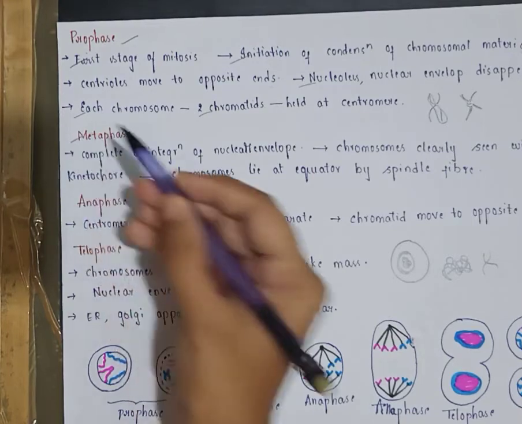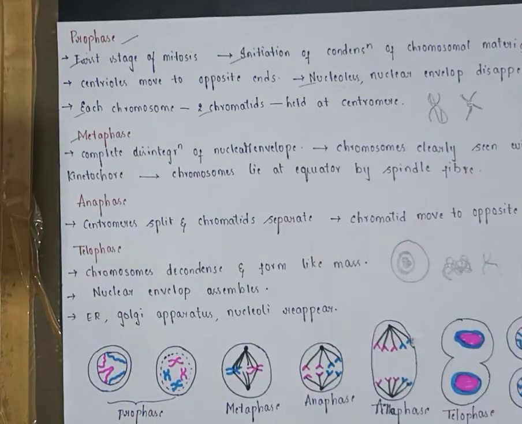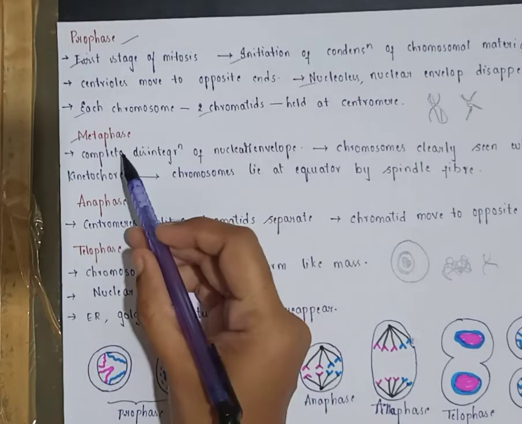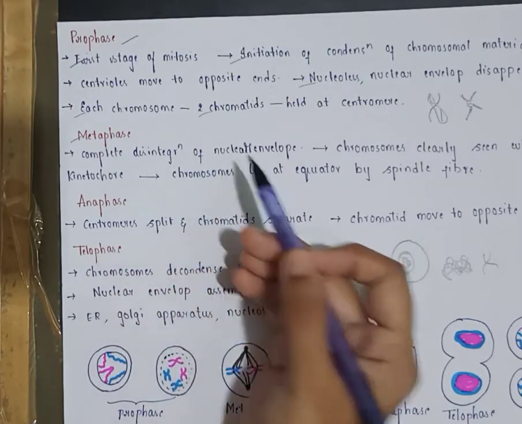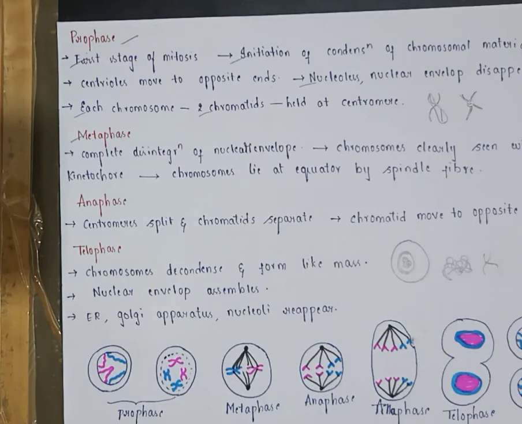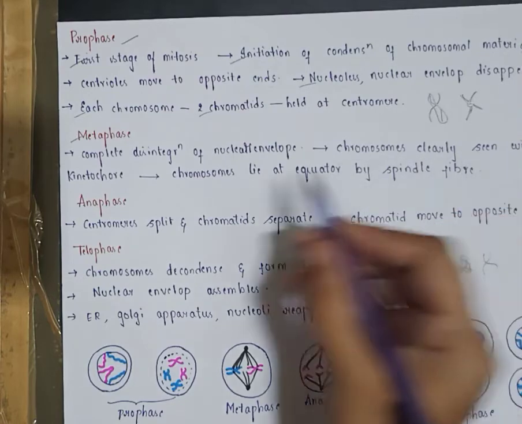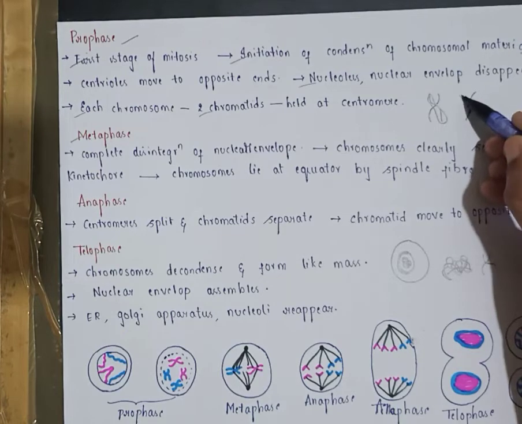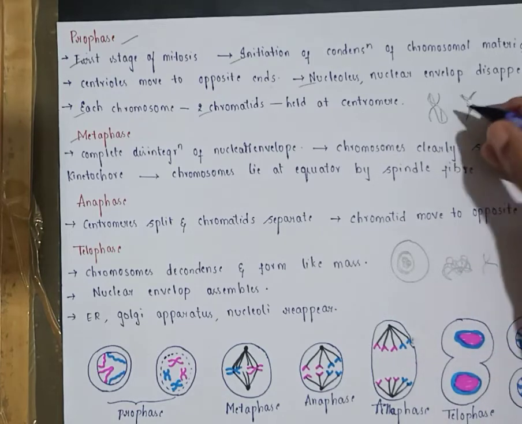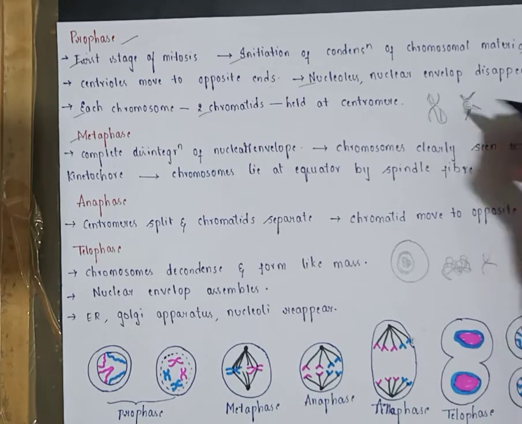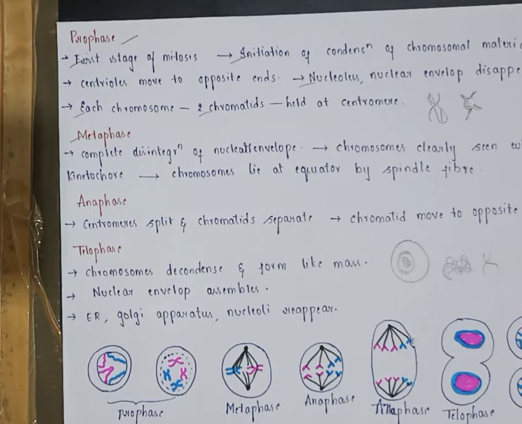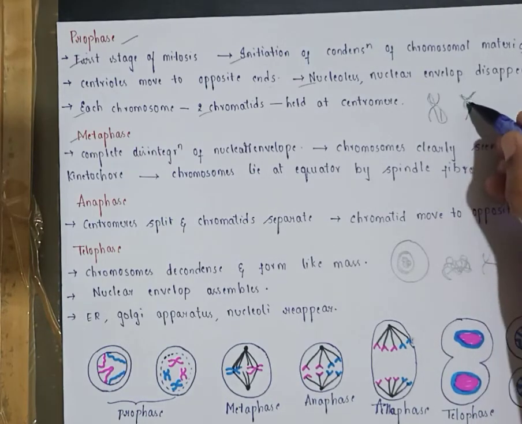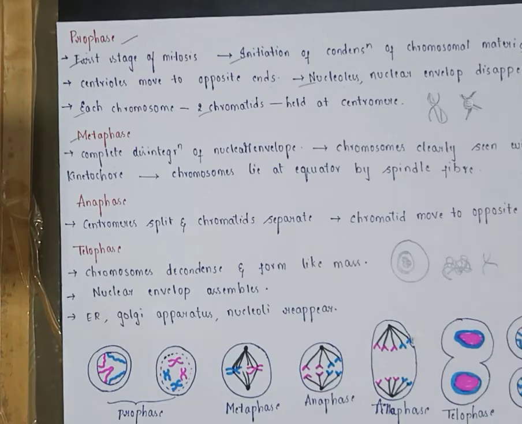The next stage is metaphase. With the condensation of chromosomes, the prophase completes, and during the metaphase a complete disintegration of the nuclear envelope occurs. The nuclear envelope completely disintegrates, and the chromosomes are clearly seen with kinetochores. Kinetochore means, as I said before, this is a chromosome, and the chromatids are held together at the centromere. This centromere contains round disc-shaped structures. Those disc-shaped structures are called kinetochores. These kinetochores are useful for the attachment of spindle fibers.